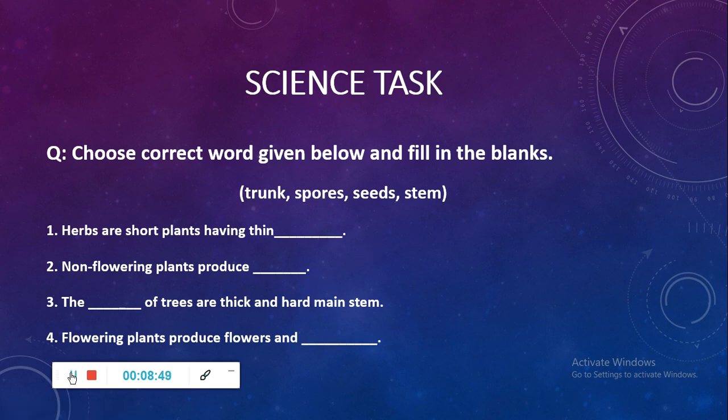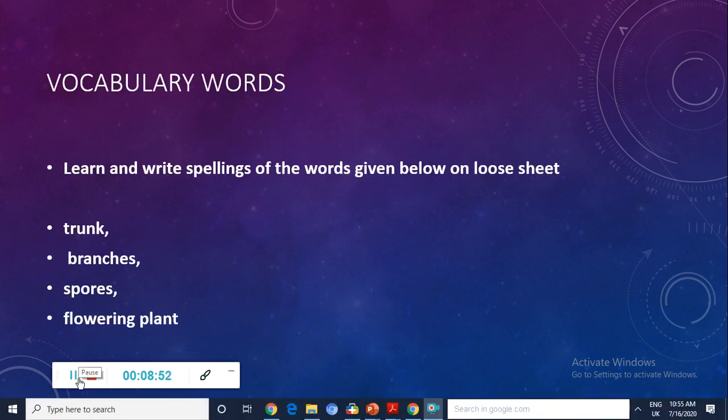And the next task is to learn and write the spellings of these words on loose sheets. These are your vocabulary words. First one is trunk, branches, spores, flowering plant. So this is your week task of science. I hope you have learned a lot. Take care.